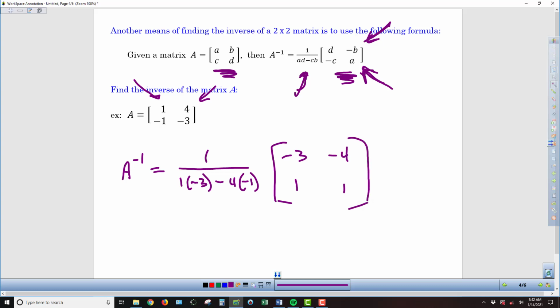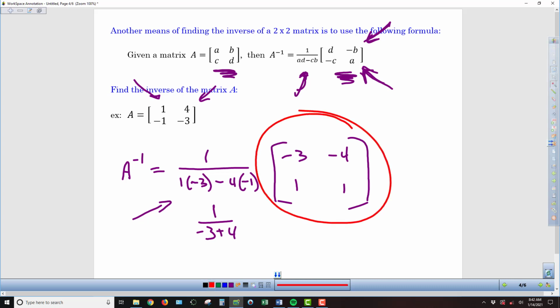So let's sort out this fraction here. So we've got 1 over negative 3 minus negative 4, so plus 4. So it turns out that we're just multiplying everything by 1. So in this case, here is our inverse matrix.